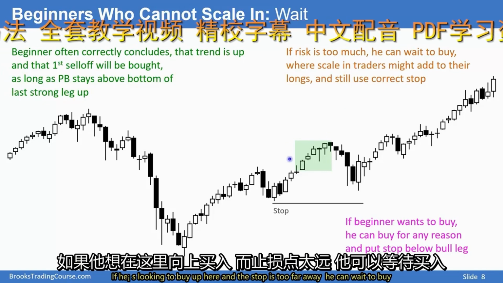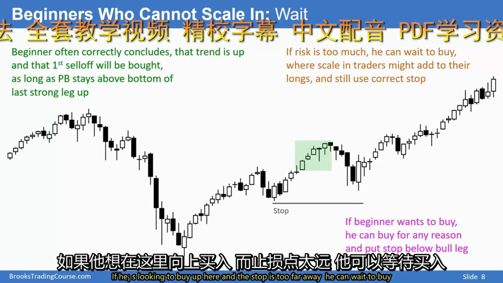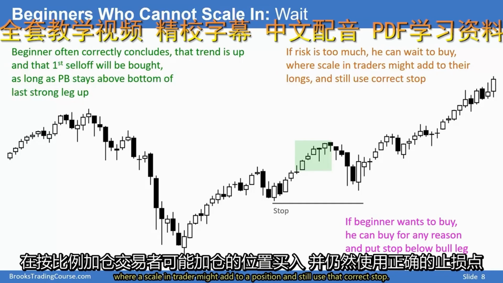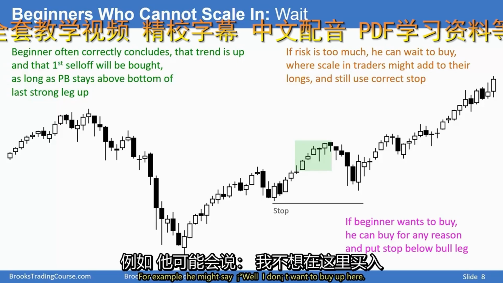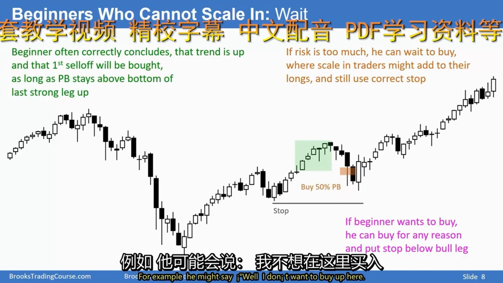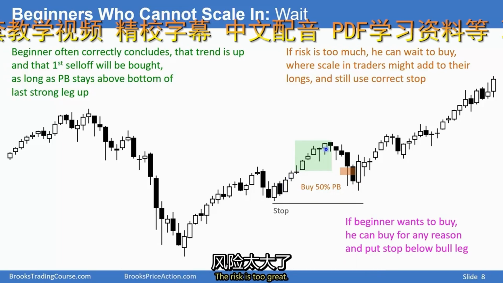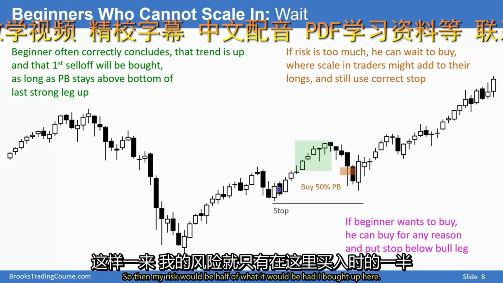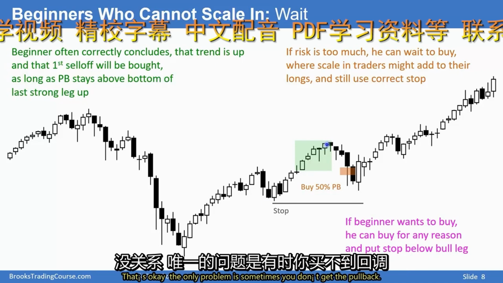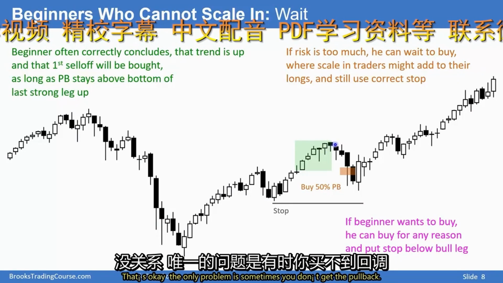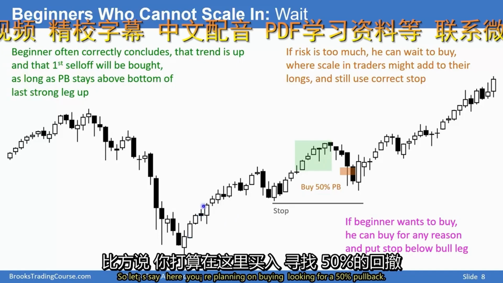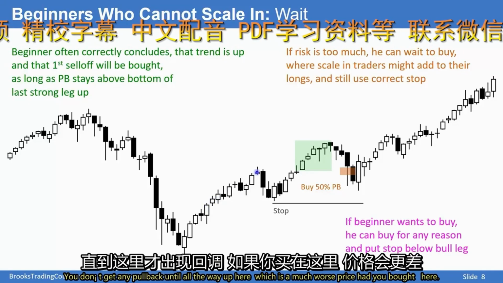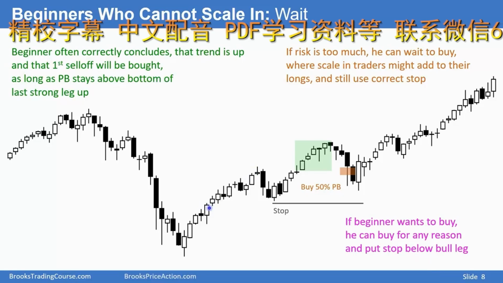If he's looking to buy up here and the stop is too far away, he can wait to buy where a scale-in trader might add to a position and still use that correct stop. For example, he might say, well, I don't want to buy up here. The risk is too great. I'll buy a pullback, maybe a 50% pullback. So then my risk would be half of what it would be had I bought up here. That's okay. The only problem is sometimes you don't get the pullback. So let's say right here you're planning on buying, looking for a 50% pullback. You don't get any pullback until all the way up here, which is a much worse price than had you bought right here.